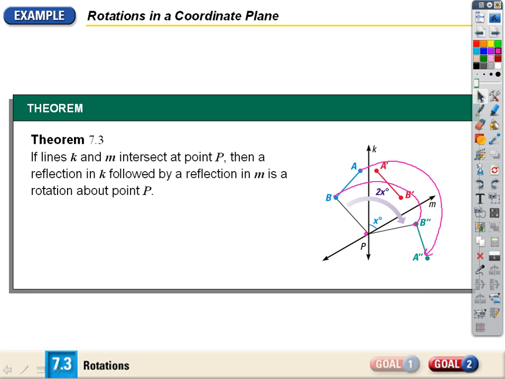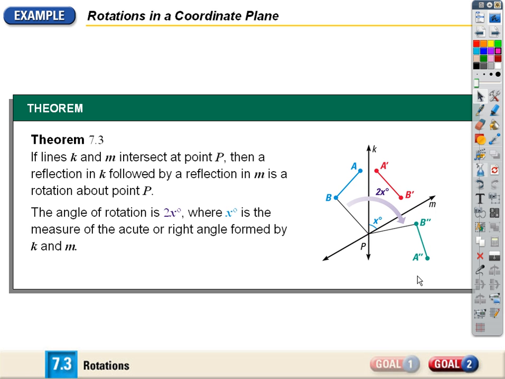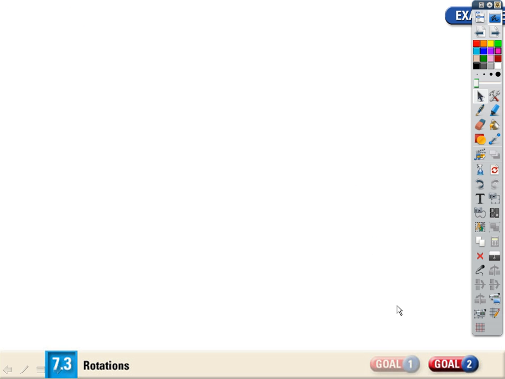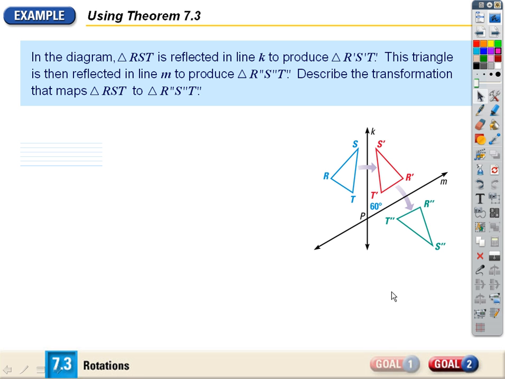So let's use that once. What happens then? How about this one? If we reflect the original pre-image, RST, over the line K to create the red image, and then use that as the pre-image and fold it over line M, that's the same as what? That double reflection I could describe as what single transformation? What do you think?